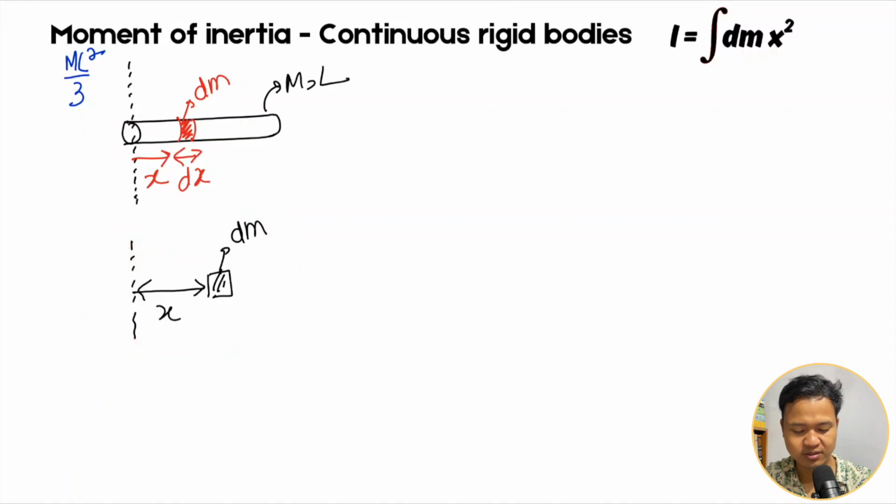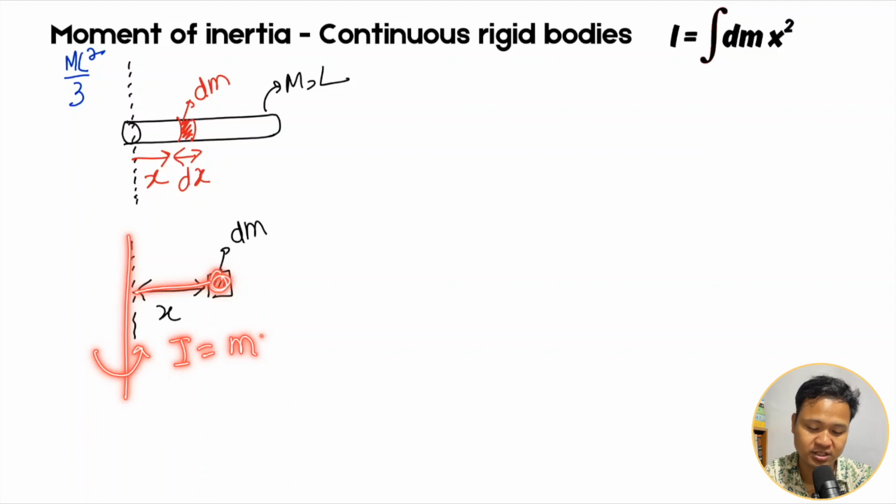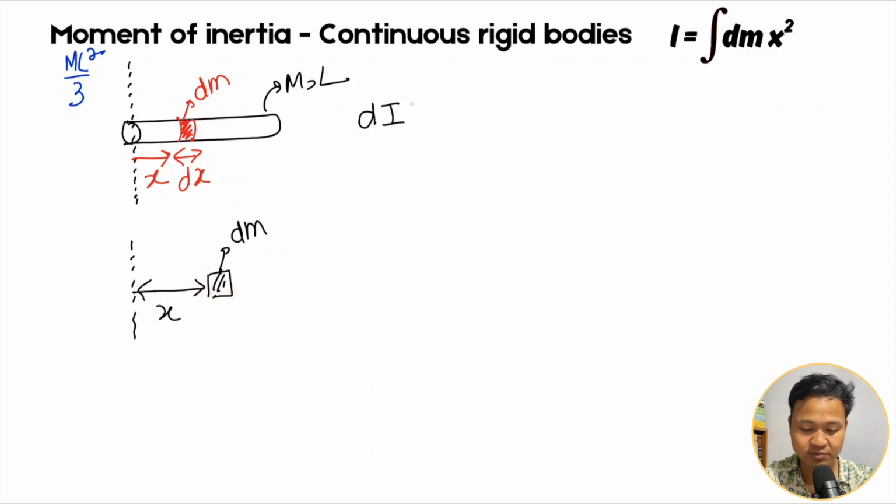See, this is like a point mass. For a point mass at a distance r from the axis of rotation, the moment of inertia is m into r square. So here I will have the small moment of inertia dI equals dm into x square, where r is x and the mass is dm.